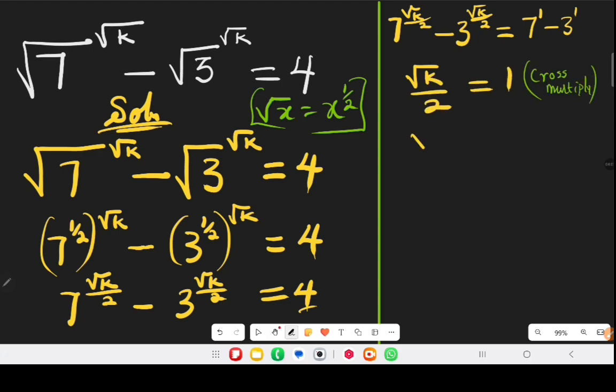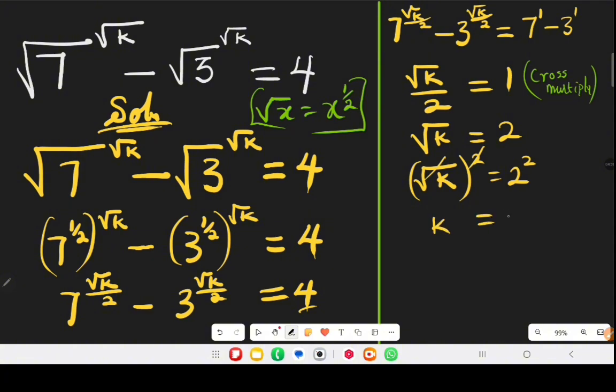When we cross multiply, we have root of k is equal to 2. Now what is k? We square both sides. When we square both sides, we have root of k all squared equal to 2 squared. Squaring cancels the root. We're left with k equal to 2 squared, which gives us 4. This is the answer. Now we want to check if our answer is correct.